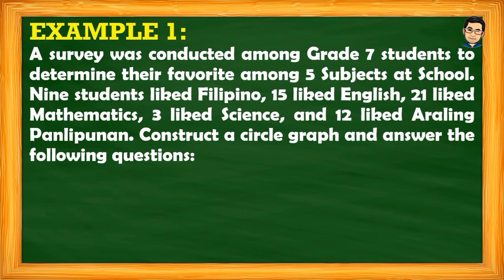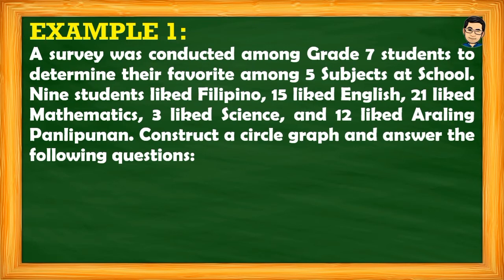Okay, so nagkaroon ng survey. Tinanong nila yung mga grade 7 students kung alin dun sa 5 subjects ang kanilang paborito. Kaya yan po ang naging resulta ng kanilang survey. So ngayon gagawa tayo ng circle graph para mas makita nyo kung alin dyan sa mga subjects na yan ang pinakagusto ng mga students, alin ang hindi.